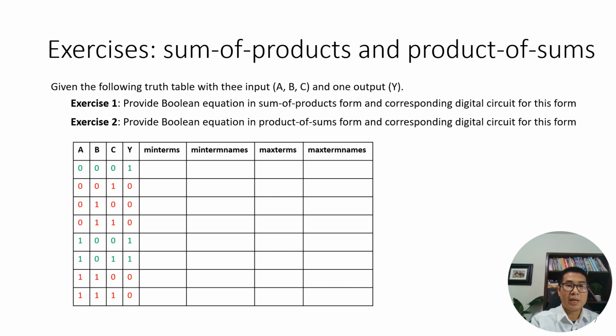From here you can have an exercise as well, with sum of products and product of sums. I have provided some random business requirements from which I have built the truth table with 3 inputs A, B, and C, and here is the output. You need to find the min terms and min term names, and the max terms and max term names. After that, you're going to produce the Boolean equations for each one of them and build the corresponding circuit.